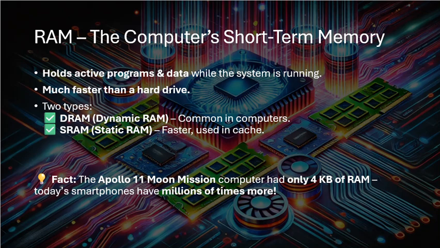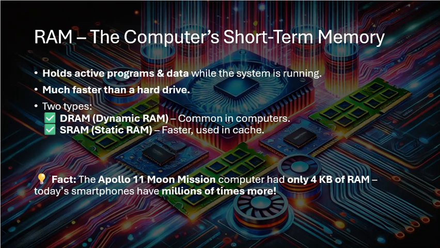After this, we have RAM, the computer's short-term memory. It holds active programs and data while the system is running. For example, if you are running the Chrome browser or YouTube, then all the data from Chrome and YouTube are stored in the RAM. And after closing the Chrome browser or YouTube, this data is erased from the RAM. RAM is much faster than the hard drive.